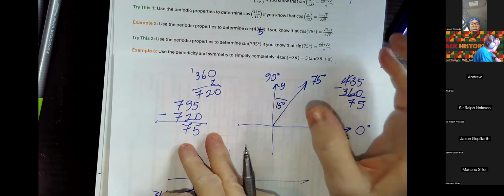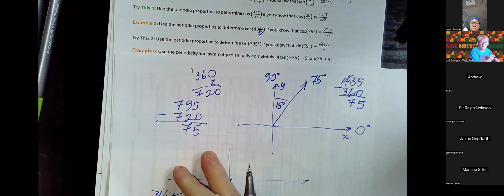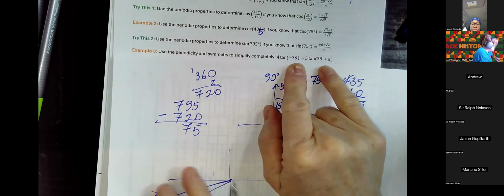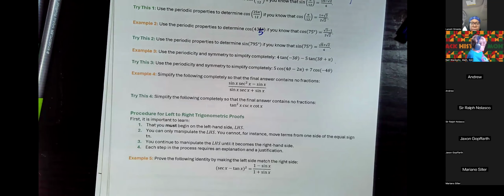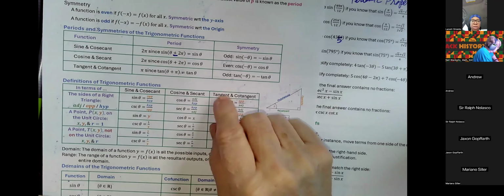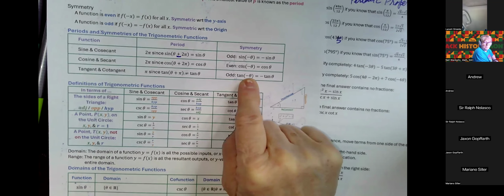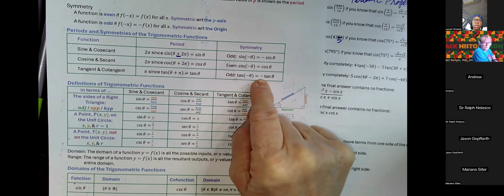Tangent and cotangent are more fun because their period is pi, which means you can add pi, you can add 2 pi, you can add 10 pi or 11 pi, and the tangent and cotangent are the same. But this time we also have a negative inside, and the negative comes back to even and odd. We know that the tangent is odd, and that means a negative inside becomes a negative outside.